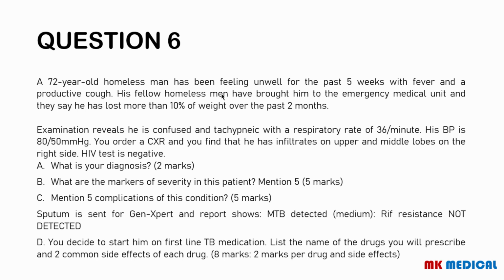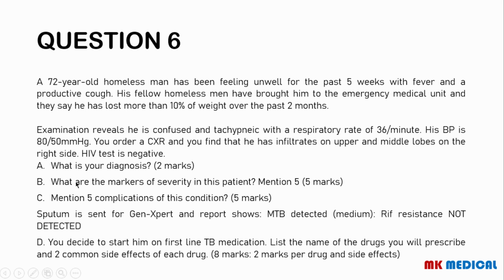So you get a man that's 72, homeless of course, for the past 5 weeks, has been having a fever and a productive cough. Also has been having some weight loss. And the chest x-ray has shown you that there are some infiltrates in the upper and the middle lobes, and he is HIV negative. Okay, so what is your diagnosis? Obviously, this patient has a severe pneumonia. The reason why we say pneumonia, we have the triad: cough, fever, okay? We don't really see if there's any chest pains that have been mentioned in this. Okay, and of course you have your features on the x-ray. So this man has a severe pneumonia.